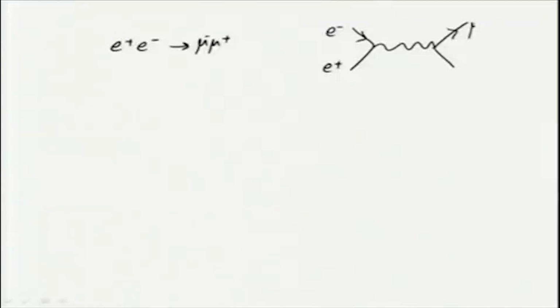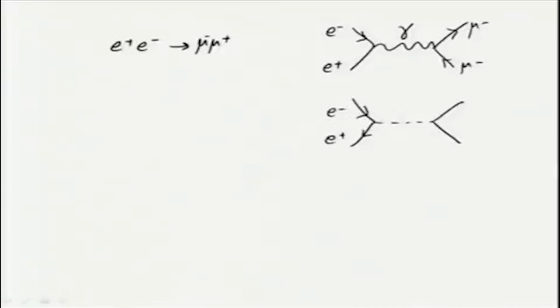We can think about other processes which also involve weak interaction. We had seen this process in electromagnetic interaction. There we had drawn the diagram: e plus e minus goes to mu plus mu minus through the exchange of a photon, represented by a gamma. It can also happen through the exchange of weak gauge bosons.